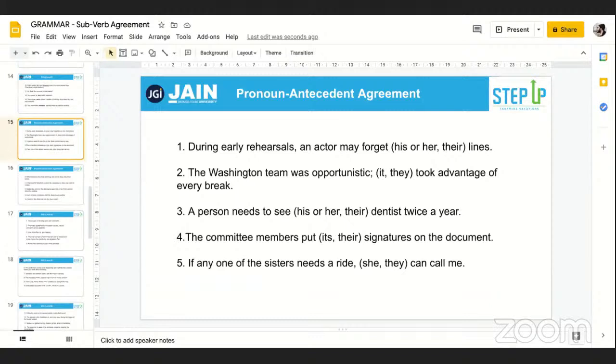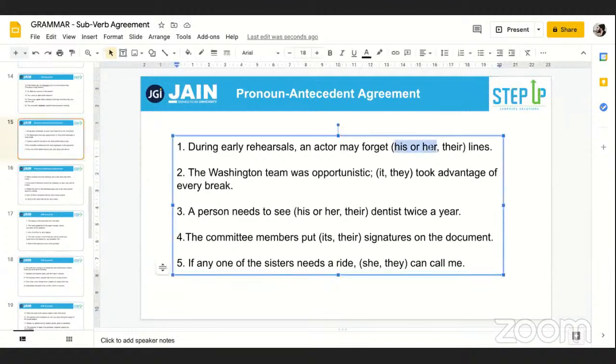Look at the first one. During early rehearsals, an actor may forget blank lines. The first option is his or her, the second option is their. I think the answer is his or her. Why are you not choosing their? Because an actor is only one person, and the verb is singular.